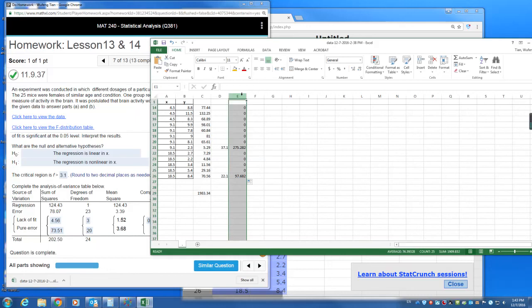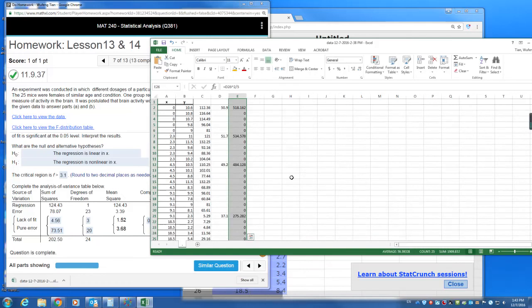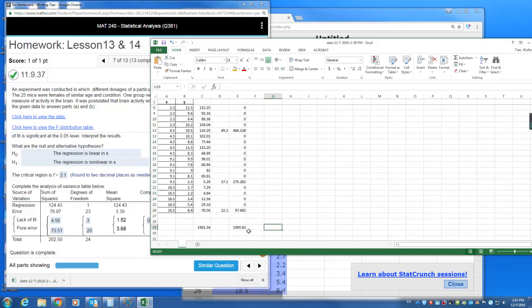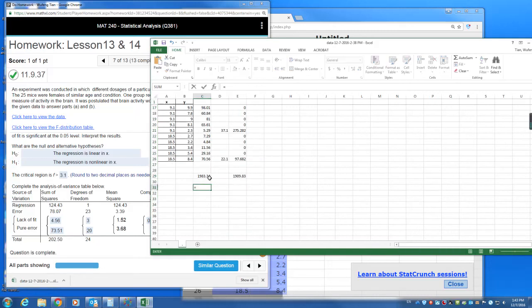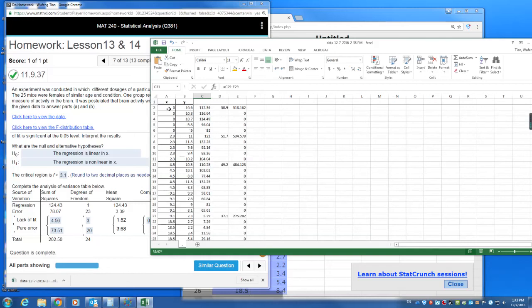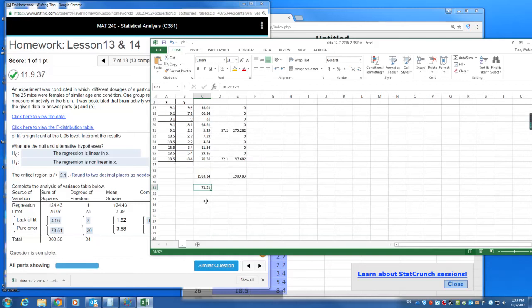Let me see, 1909.832. Just double check again. 1909.83. Okay. So what do you do next? You subtract these two numbers, these two y squared values, and that gives you 13.51, which is the pure error, just because of the different y values at the same x values.